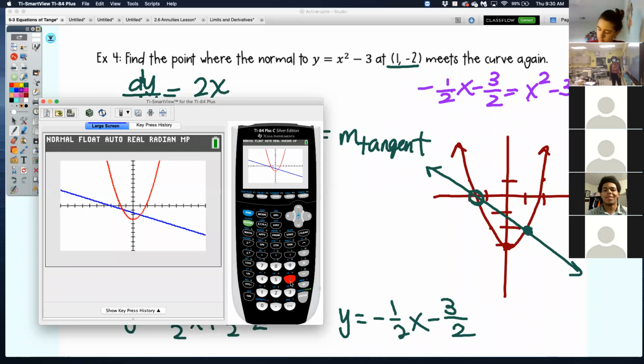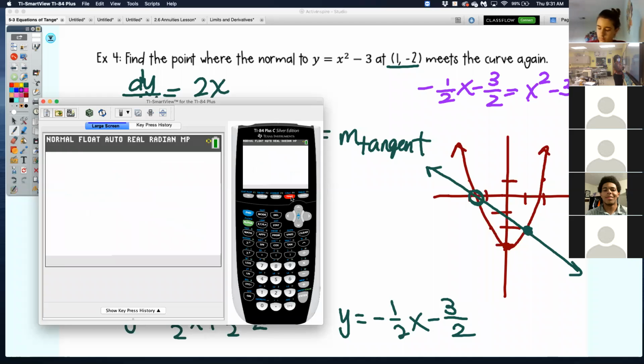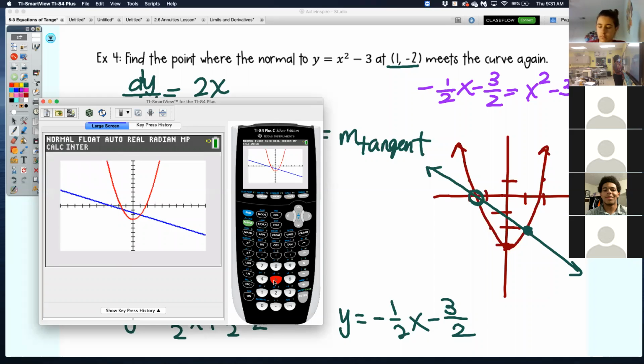I was almost spot on my picture. So remember, I already know one of those intersection points. I know this one. This is what was in the problem, 1, negative 2. I'm looking for the one on the left. So that's second trace, option 5. My cursor is almost halfway in between. I just want to make sure the cursor knows I'm looking for the one that's on the left, so I'll move it closer. Enter 3 times.